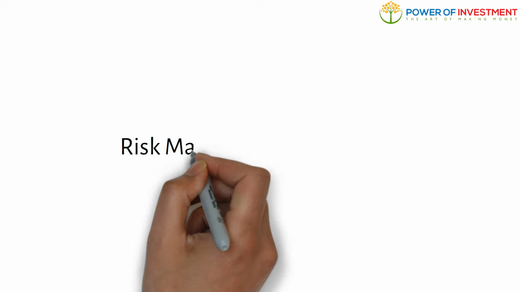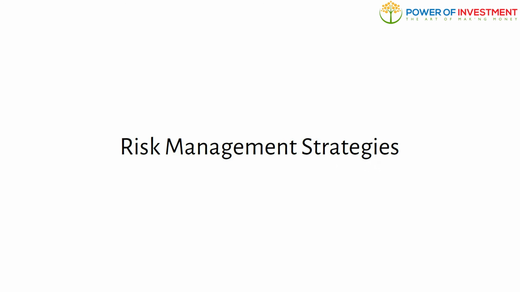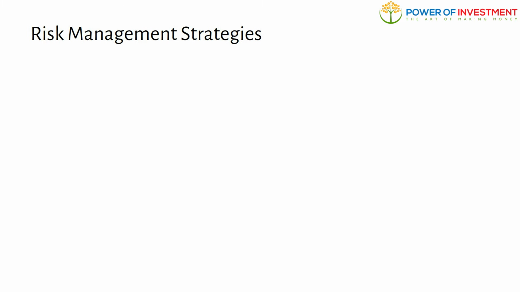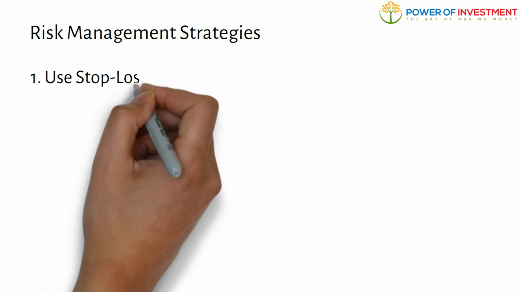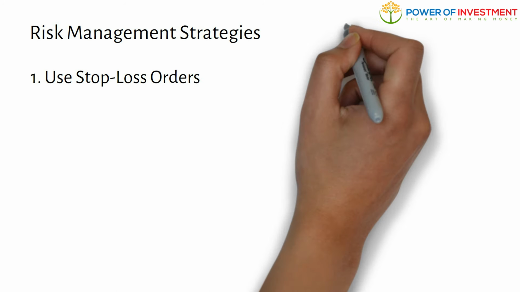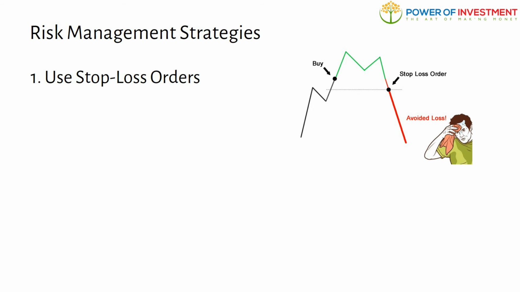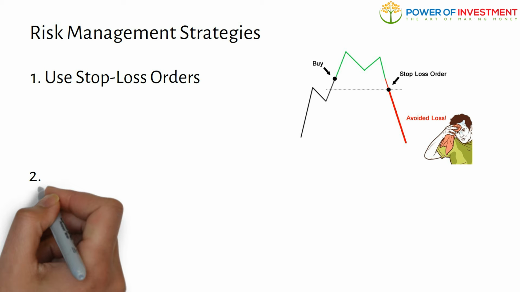To mitigate the risks associated with margin and leverage, it's crucial to implement effective risk management strategies. 1. Use stop-loss orders. Setting stop-loss orders helps limit your losses by automatically closing your position if the market moves against you beyond a certain point.